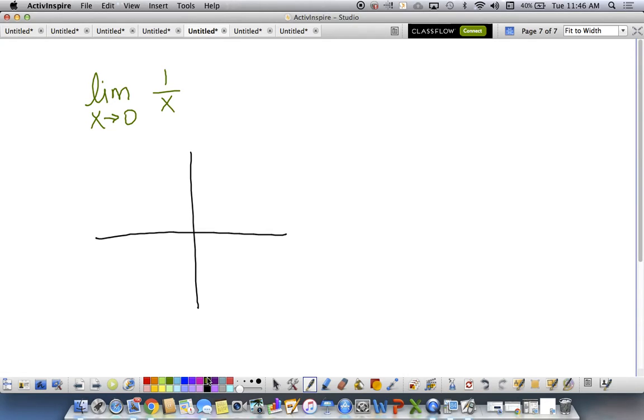So if we were graphing, on the top, are there any zeros? No. Are there any asymptotes in the denominator? Yes, at 0. So there are no zeros, and there's one asymptote. What is happening as x is approaching 0?